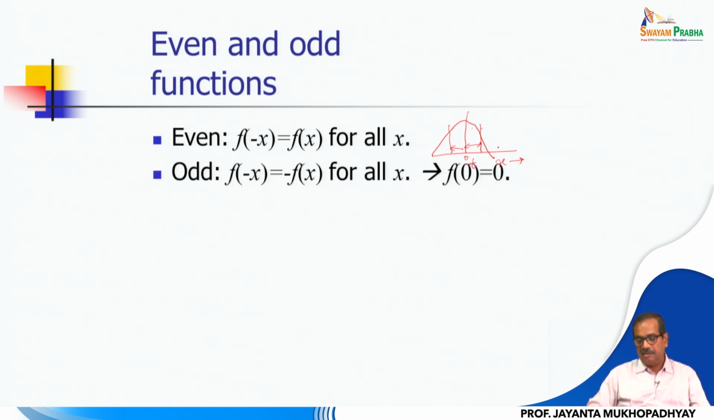Similarly, odd functions have this property: f of minus x equals minus f of x. Once again, if I show it graphically, I have this functional value here at t. If I take minus t, the functional value would have the same magnitude but would be negative. The value at the 0th point would be 0, because it does not have any sign. That is also another feature of the odd function: the function value at 0 is already defined, it is 0.